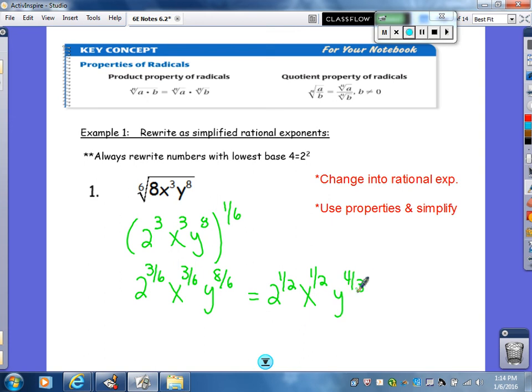Okay? So change into rational exponents and then use our properties and simplify. And you need to follow the direction. Follow the direction how they ask you to leave the final answer. All right, let's look at another one.